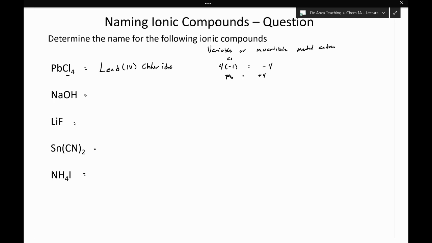Okay. Our next one is sodium as our metal, and then we see that our nonmetal, or in this case our anion, is a polyatomic. We look up the name of that polyatomic, and that's hydroxide.